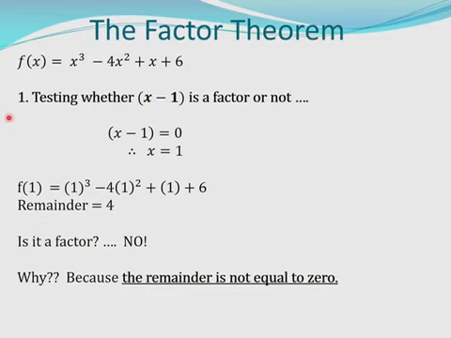Step number 1. We need to test whether x minus 1 is a factor or not. Well, if we take that x minus 1 and make it equal to 0, we take the minus 1 over, and x will equal 1. So if we substitute that 1 into the cubic expression there, we're going to have 1 cubed minus 4 times 1 squared, plus 1 plus 6. What is our remainder? 4.